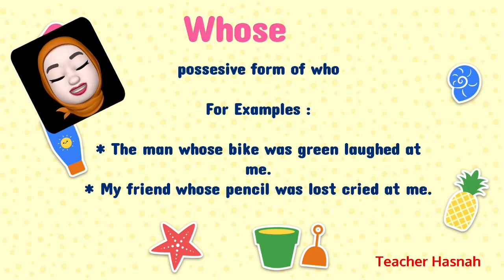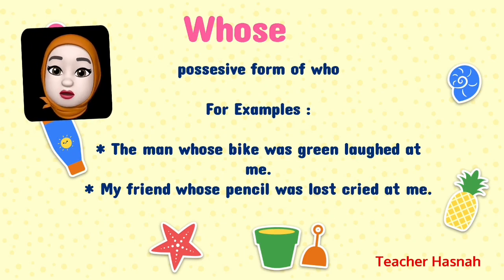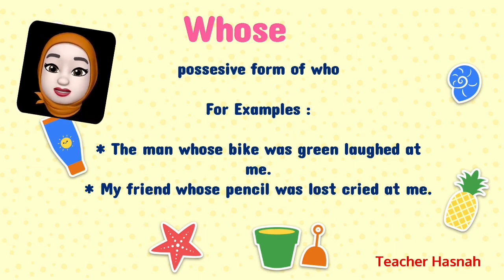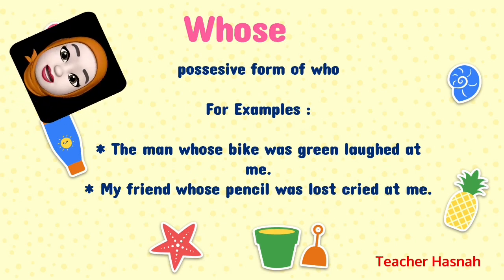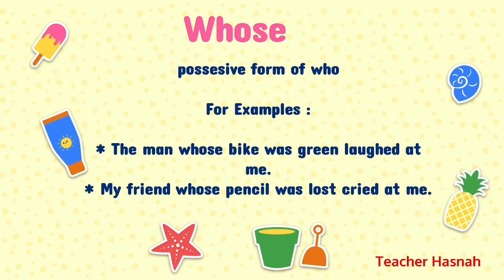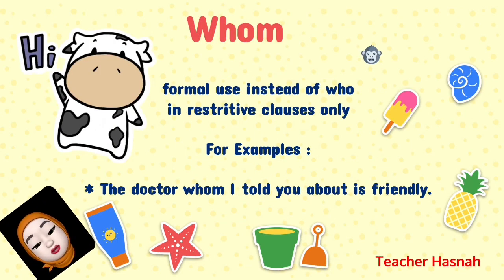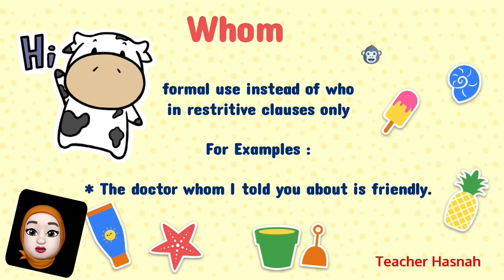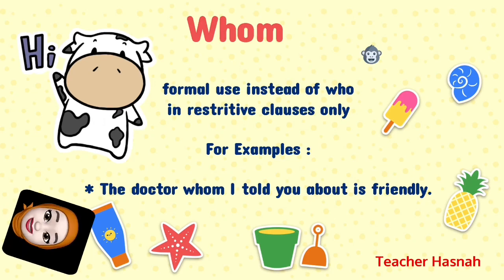Whose. Whose is used as a possessive form of who. For example, the man whose bike was green laughed at me. My friend whose pencil was lost cried at me. Whom. We use whom in formal use instead of who, and in restrictive clauses only. For example, the doctor whom I told you about is friendly.